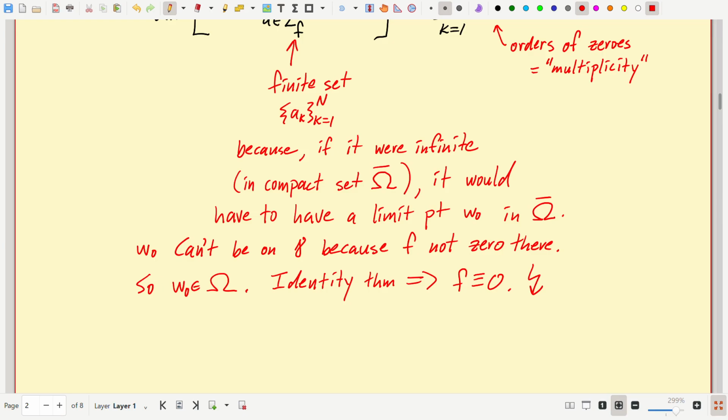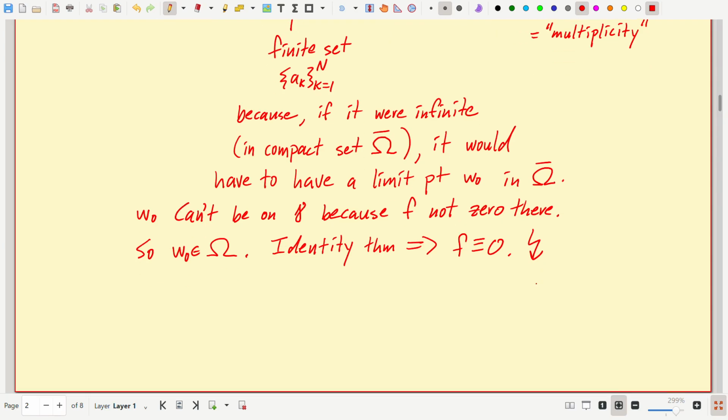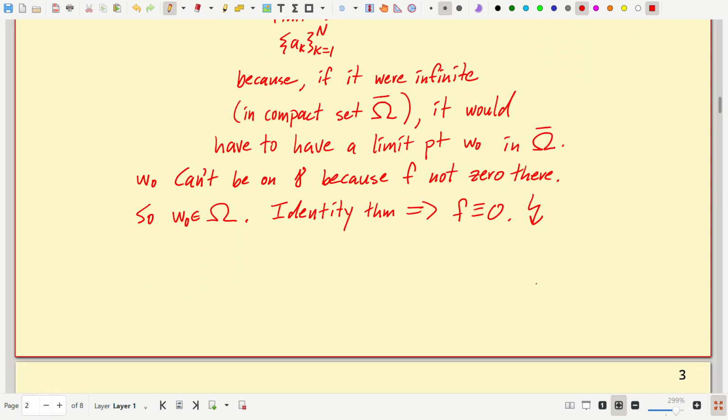I guess that ballooned into a bigger thing than I thought it would. Okay. So that's why it works. Questions about that? Well, next case: f has zeros and poles.